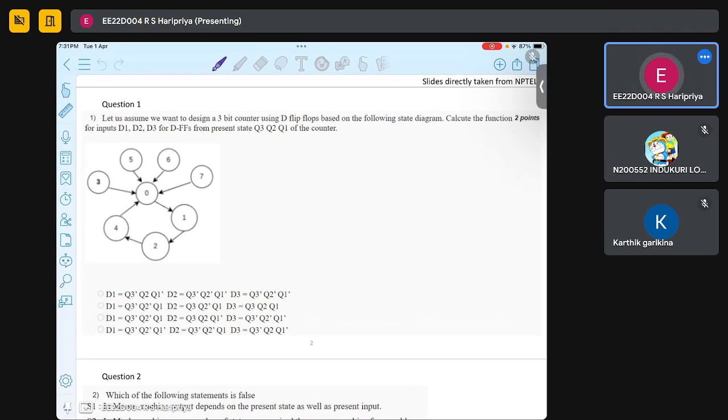So let us assume we want to design a 3-bit counter using flip-flops based on the following state diagram. Calculate the function inputs D1, D2, D3 for the D flip-flops from the present state Q3, Q2, Q1 of the counter. So what will be the equations?